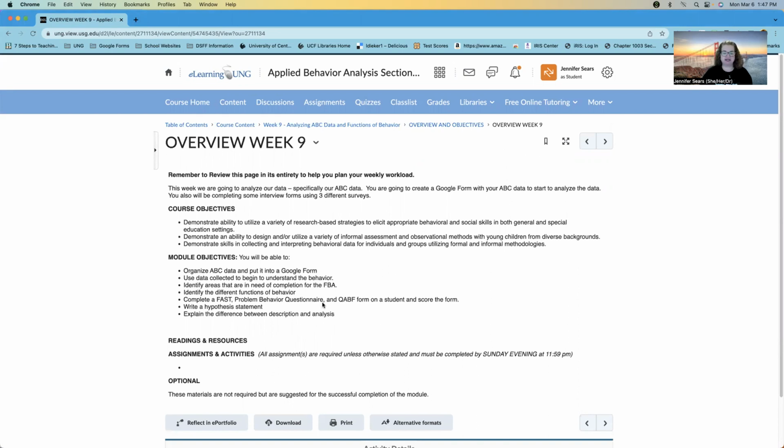You're going to use the data to understand your behavior. You're going to identify areas that you need to complete. Identify the function of the behavior. You're going to complete the FAST, the PBQ, and the QABF. You'll write your hypothesis and then understand the difference between analysis and description, which is really important for this.